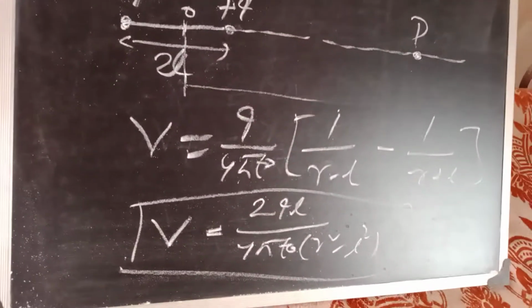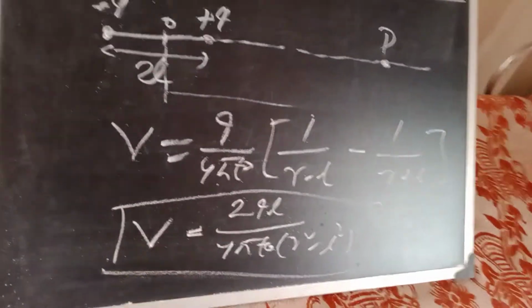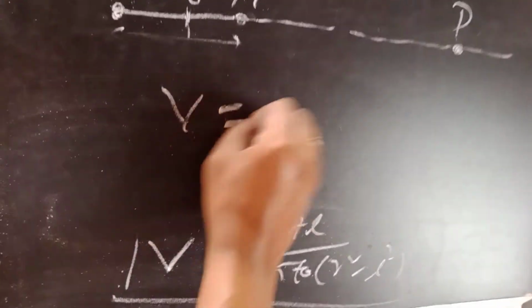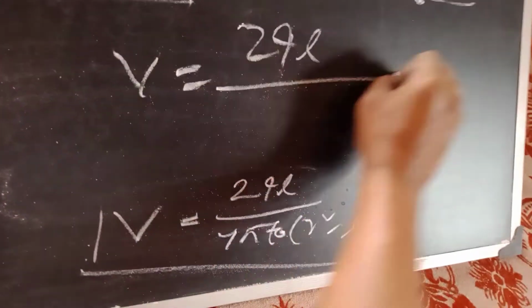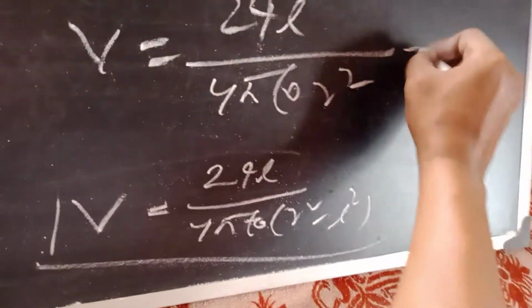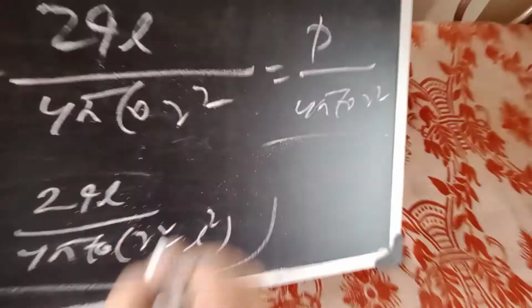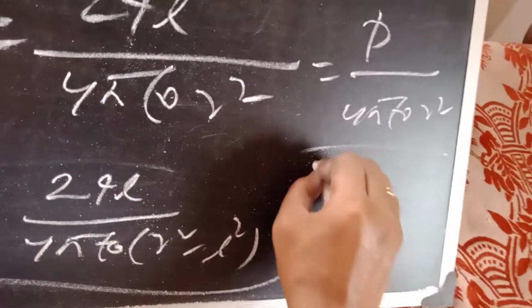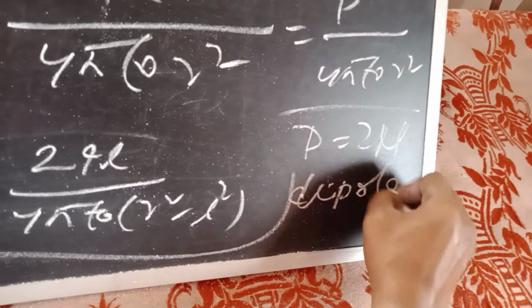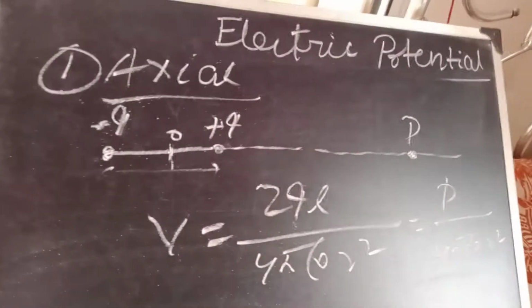Now if r is much greater than l, we can neglect that l square, so we get V equals 2ql, and 2ql means what? The dipole moment p, by 4 pi epsilon naught r square. We can write it as p by 4 pi epsilon naught r square, where p is 2ql, known as the dipole moment. So this is the potential for the axial point.